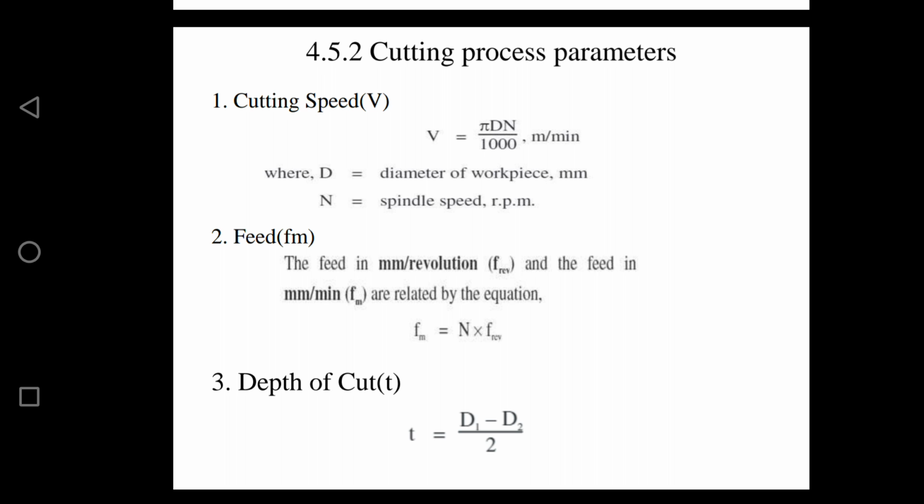The feed in mm per revolution and the feed in mm per minute are related by the equation Fm equals N times F revolution, where N is the spindle and workpiece speed in revolutions per minute, F revolution is the feed in mm per revolution, and Fm is the feed in mm per minute.